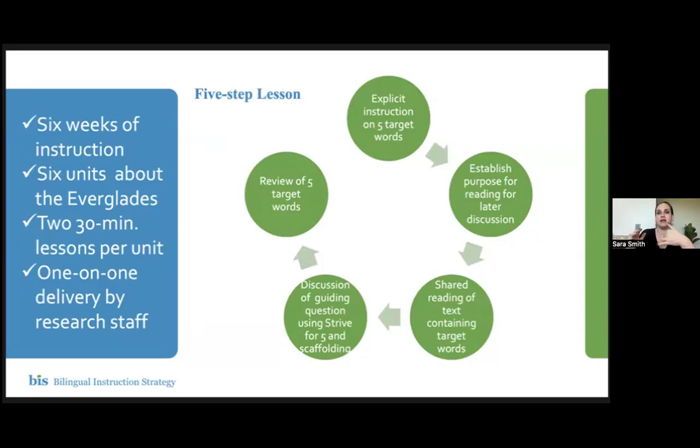Upward scaffolding, making things more cognitively and linguistically demanding if the learner can, go up with them, and downward scaffolding, so decreasing the linguistic and cognitive demands if needed. And we train our instructors to do that upward or downward scaffolding. And then they also use the Strive for 5 strategies. So their goal is to get 5 serve and returns with the child to really support language production. And then at the end, they review the 5 target words.